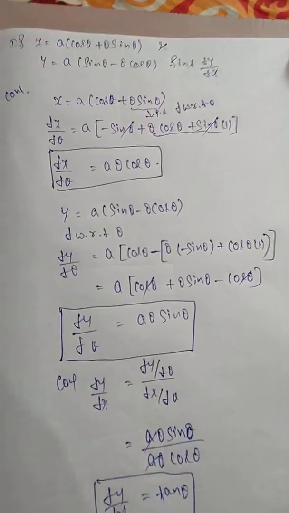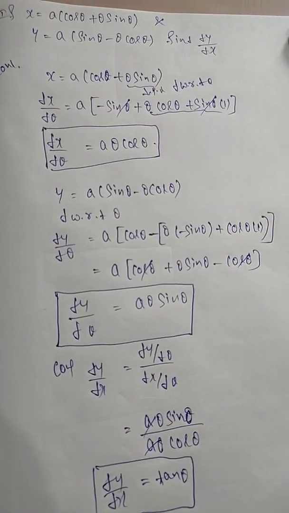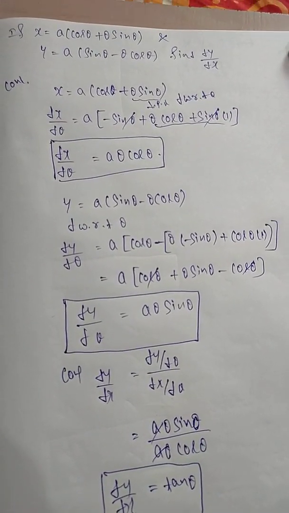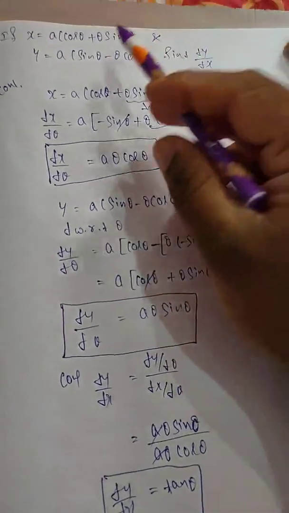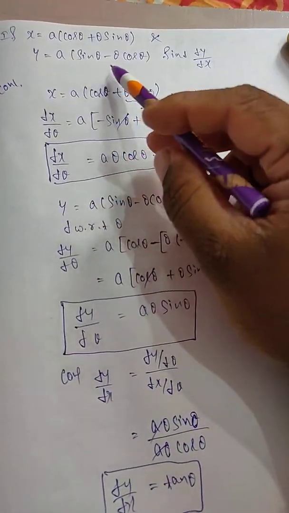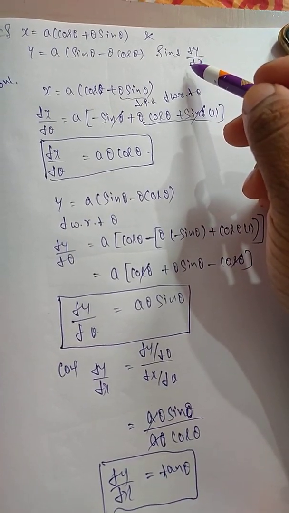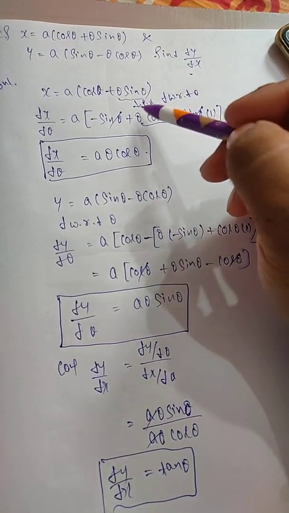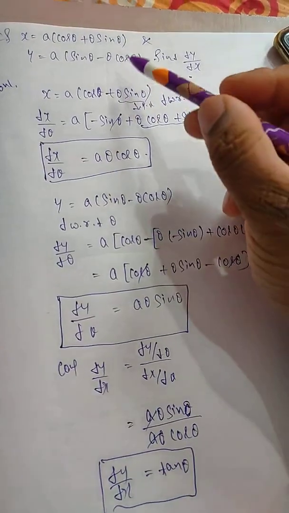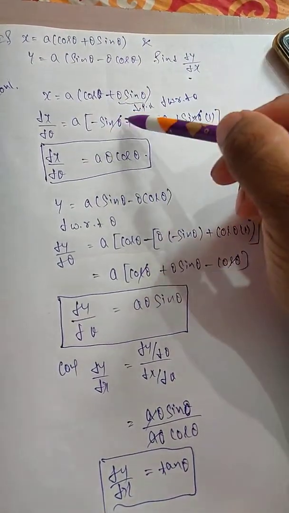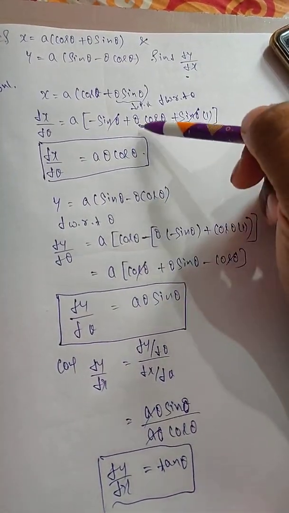Is it clear? Once again I am repeating, just listen here. So this is the given problem. Here x is equal to a cos theta plus theta sin theta, y is equal to a into sin theta minus theta cos theta. You want to find the dy by dx. So this is a parametric differentiation. Since it is given in the form of parametric differentiation, you want to differentiate with respect to theta. Since the given parameter is theta, you want to differentiate the function separately with respect to theta.